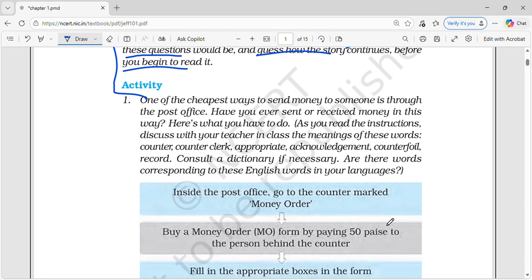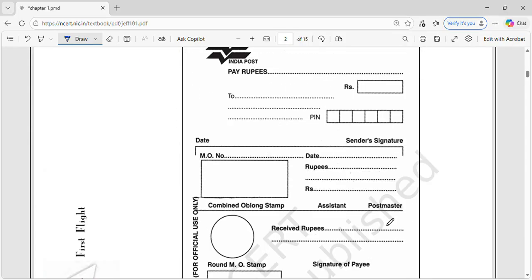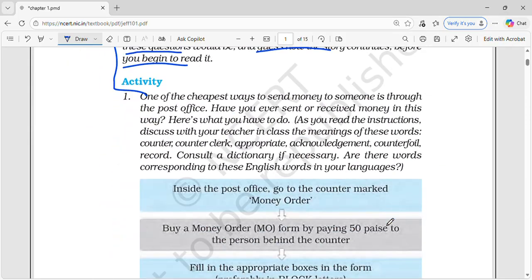So let's start. There is a small activity given here. So before we start, let's just quickly go through it. One of the cheapest ways to send money to someone is through a post office. Have you ever sent or received money in this way? And here's what you have to do. As you read the instructions, discuss with your teachers in the class the meanings of these words.